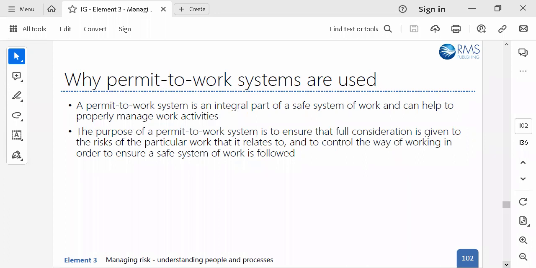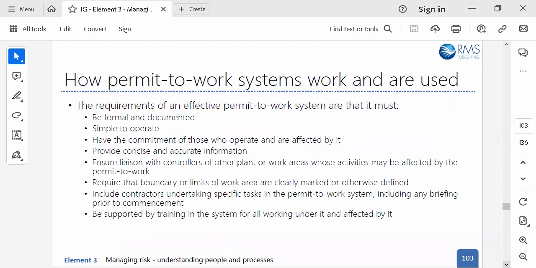The purpose of a permit to work system is to ensure that full consideration is given to the risk of the particular work and to control the way of working in order to ensure a safe system of work is followed. We need to control the risk, and we need to understand whether the people are following the safe system of work during their work. This is the purpose of the permit to work system.